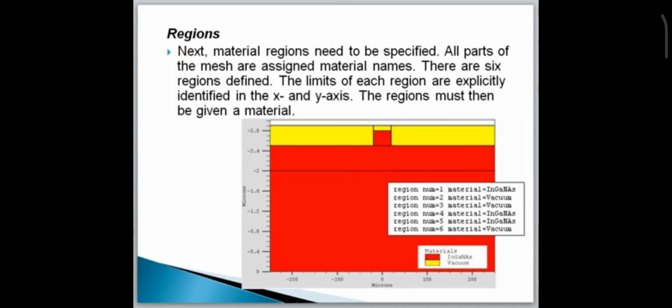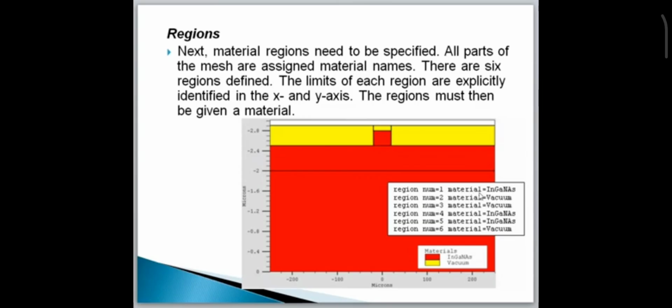Next, material regions need to be specified. All parts of the mesh are assigned material names. There are 6 regions defined. The limit of each region are explicitly identified in the X and Y axis. The region must then be given a material. In this example, we are using 6 materials.